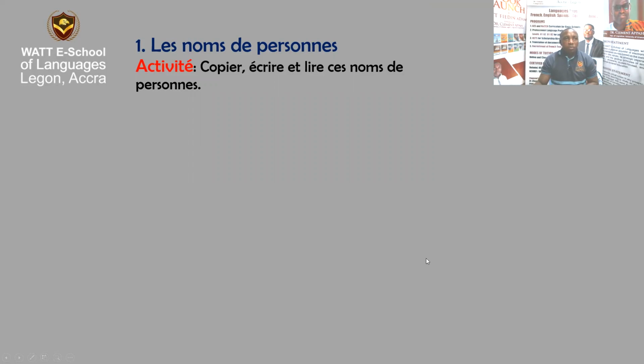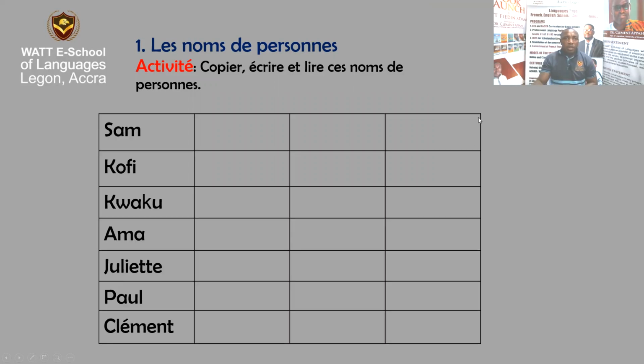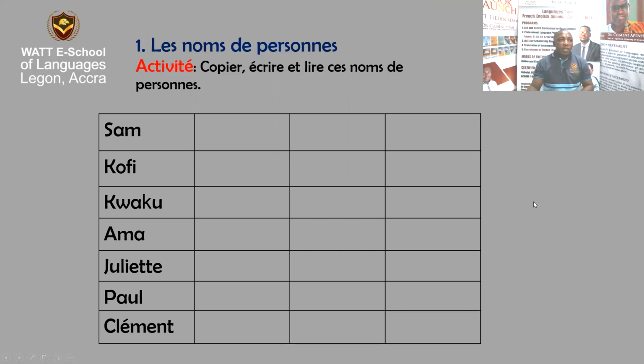So have a look at the table here. In the table, we have the nouns or the names on the right, left corner of your screen. And in your book, when you open your book, parent, this is the book we are using. All right, you go to page 27 of this book, page 27.